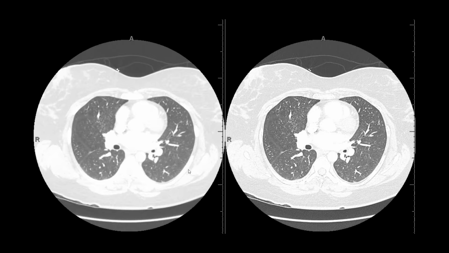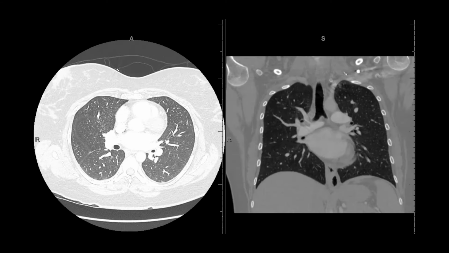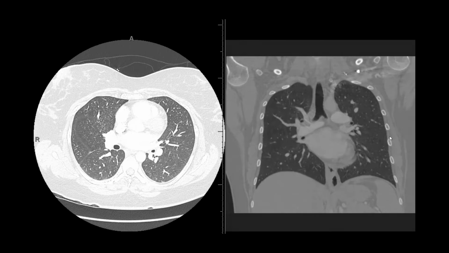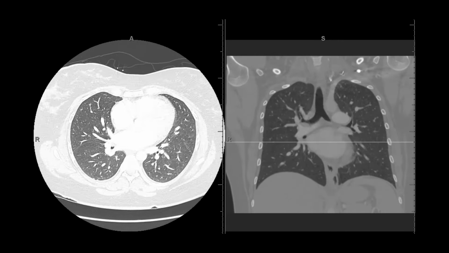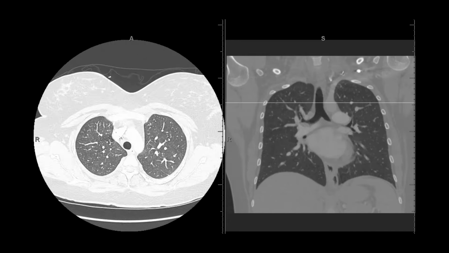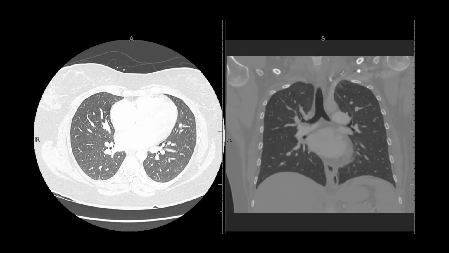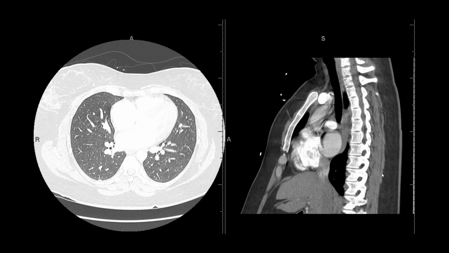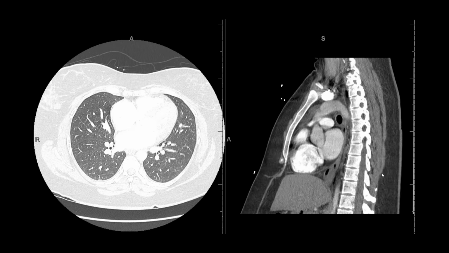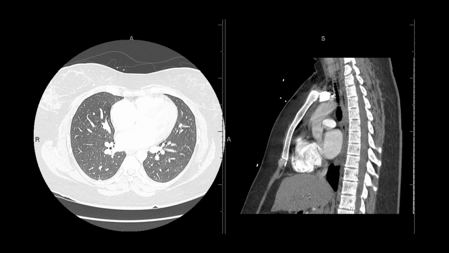From there, we can take these images and reconstruct them. For example, we can make a coronal reformat of the patient. And as you scroll up and down, you can see where you are in the chest. You can also do a sagittal reformat. And certain things, for example, the spine here, are nicely seen in the sagittal reformat.